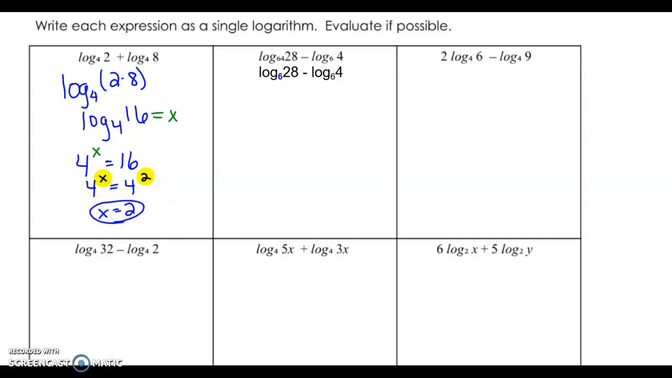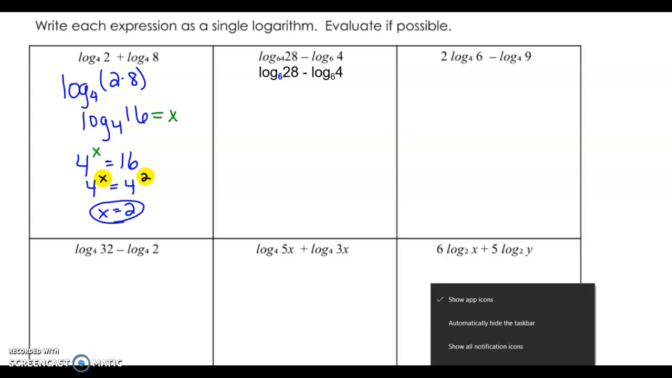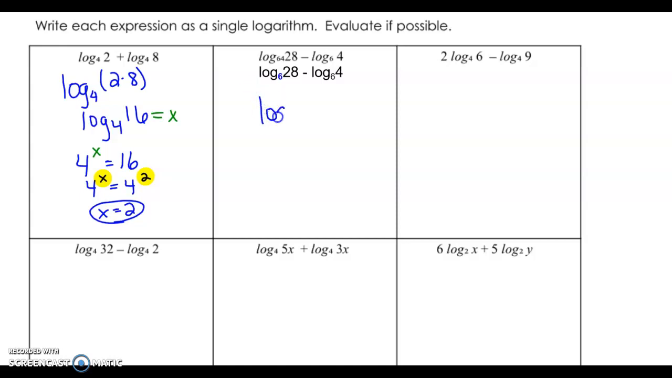All right, second one, there's a typo, so use the 6 as the base. So since we're subtracting, we're going to use that quotient rule. So logarithm base 6 of 28 divided by 4. And then we can use, again, that changing it into exponential. So 6 to the x equals 7.